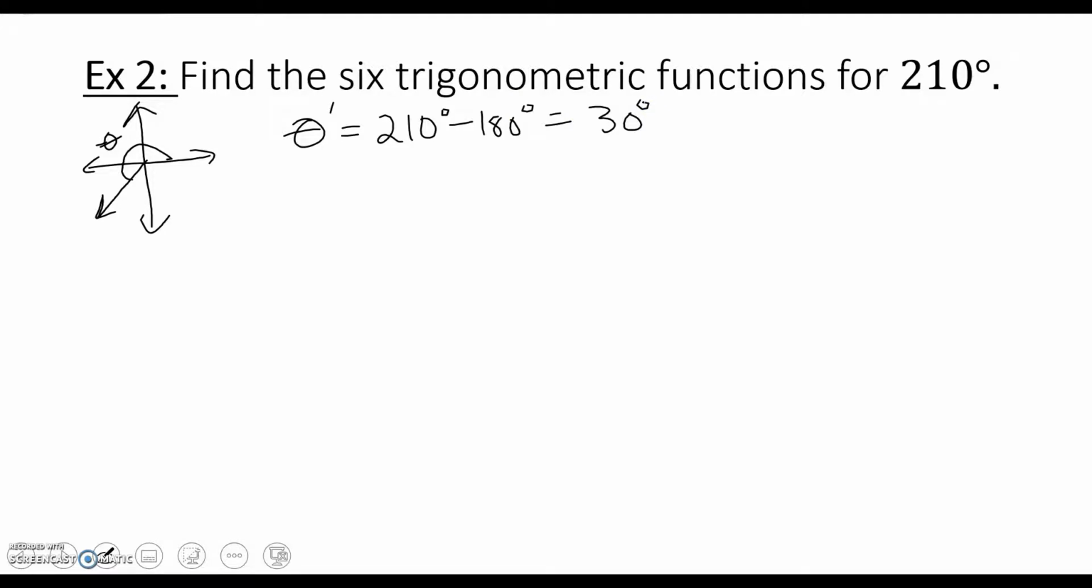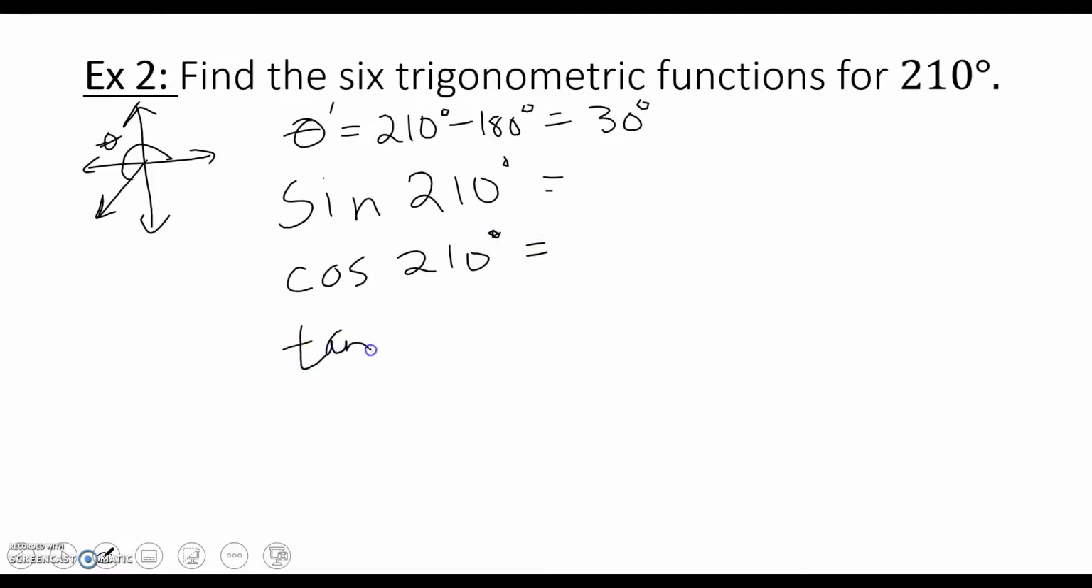So now we will just find the 6 trigonometric values for 30 degrees. However, the signs may differ. So I want to find the sine of 210, which is going to be the same as the sine of 30. It's just you have to check the sign, the plus or minus sign. I'm going to find the cosine of 210 degrees, which is going to be the same as the cosine of 30. The tangent of 210 degrees.